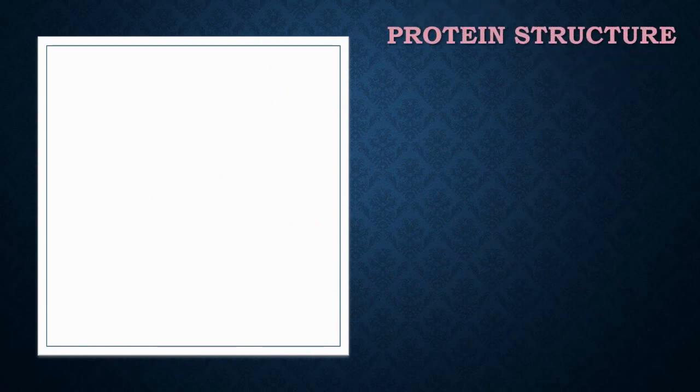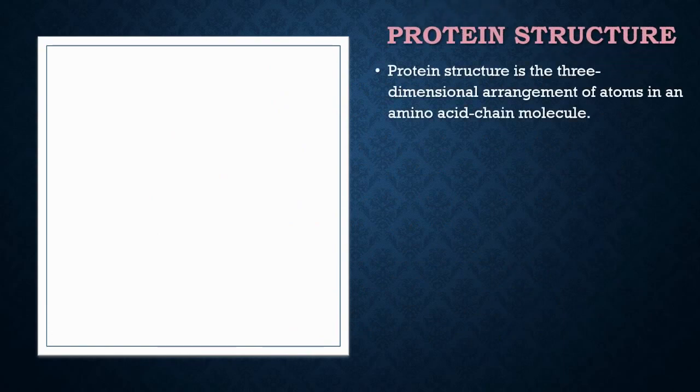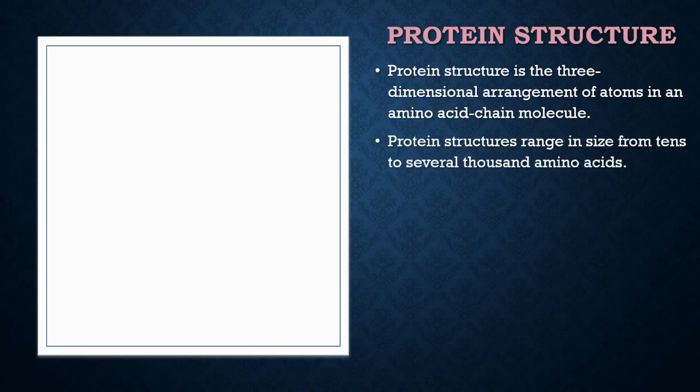Alright, we have learned about amino acids. Now we will see how they make up a protein. We'll see in detail about protein structure. Protein structure is a three-dimensional arrangement of atoms in an amino acid chain molecule. They range in size from 10 amino acids to several thousand amino acids.